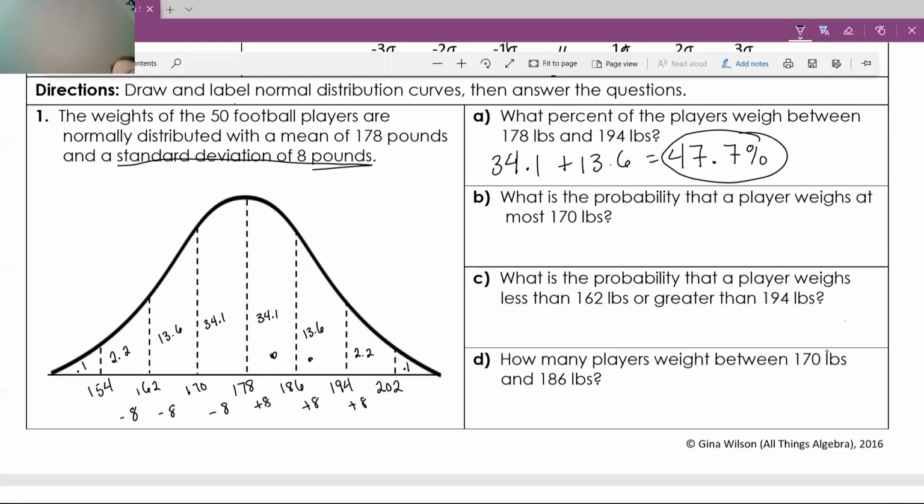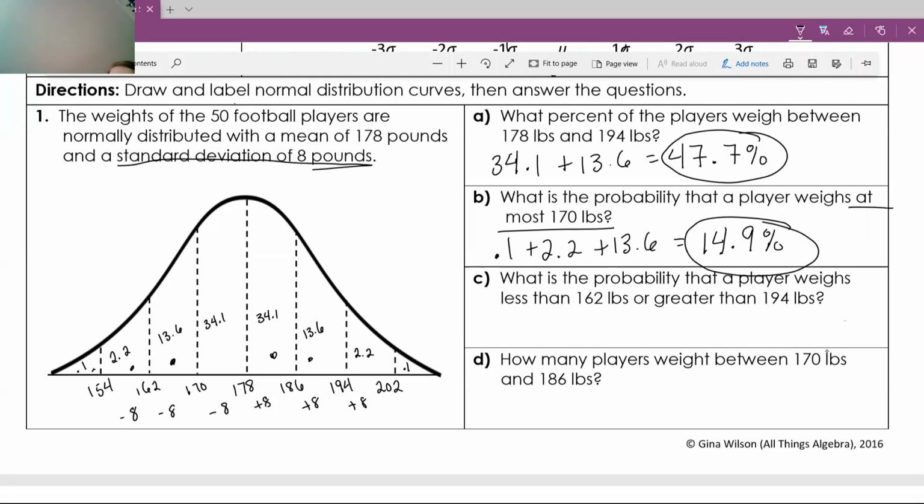It says at most 170 pounds. So that means I need them to weigh below 170 pounds. Well, there's 3 sections for that one, and I add them all together. 0.1 plus 2.2 plus 13.6 is a lovely 14.9%. So 14.9%, almost 15%, way below 170 pounds.